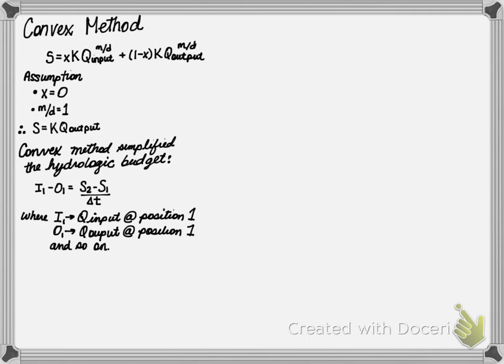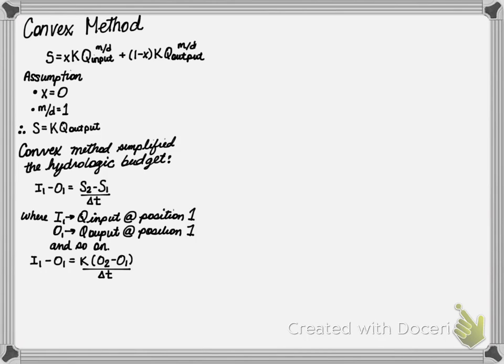It should be noted that I1 represents the Q input at position 1, and O1 represents the Q output at position 1, and so on. During lecture, we will actually do an example where you will understand what position 1 and 2 represent.